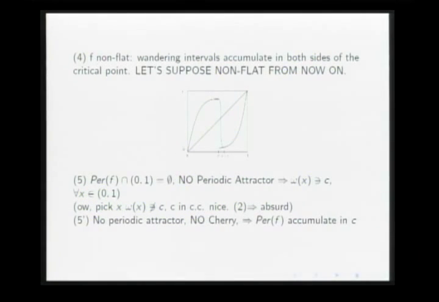And with a little bit more computation, thinking already in renormalizations, if you do not have any periodic attractor, if you are not in a cherry map, then periodic points accumulate at C, the critical point. It's almost the same as what was said here. Okay?